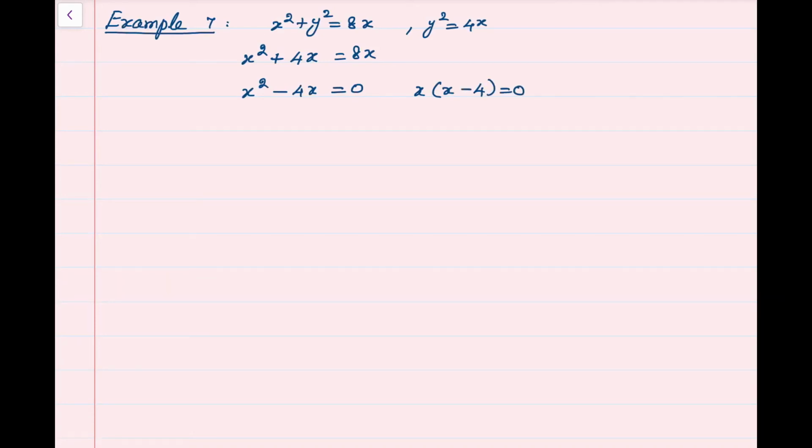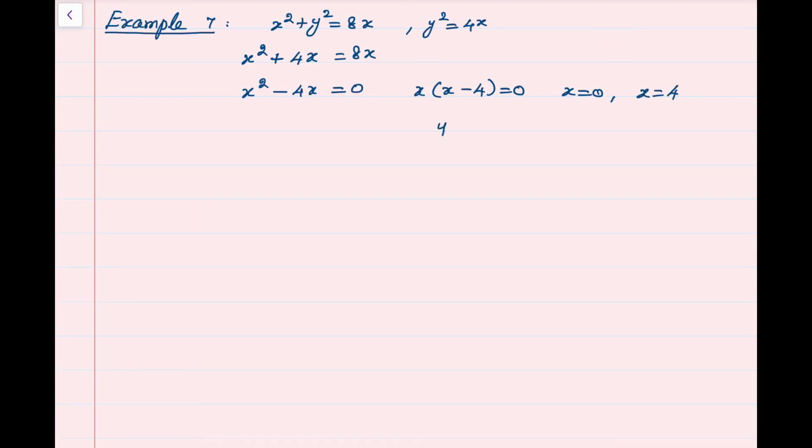Example 7. Find the area lying above x axis and included between the circle x square plus y square equal to 8x and inside of the parabola y square equal to 4x. Let us solve these two equations substituting for y square, which is 4x. X square minus 4x is equal to 0. Let us factorize. X times x minus 4 is 0. We get two answers for x. X is equal to 0 and x is equal to 4.